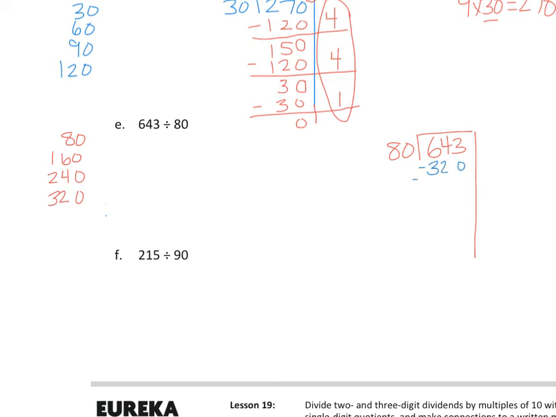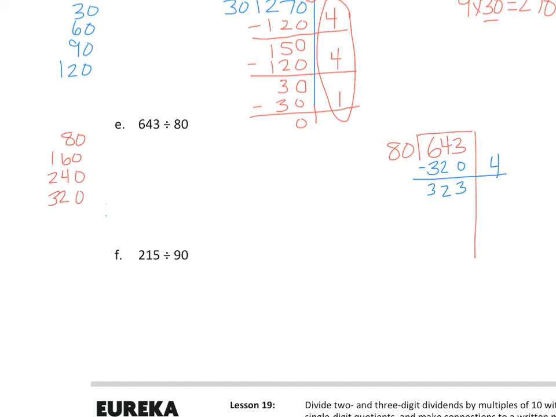I'm going to take that away from 643. Before I do that, what number did I multiply by 80 to get 320? 1, 2, 3, 4. So 80 times 4 will give us 320. Quick little subtraction. 3, 2, and 3. So I got 323.